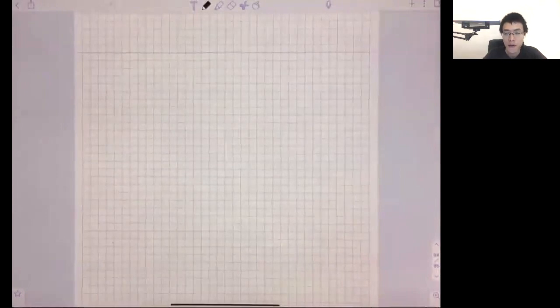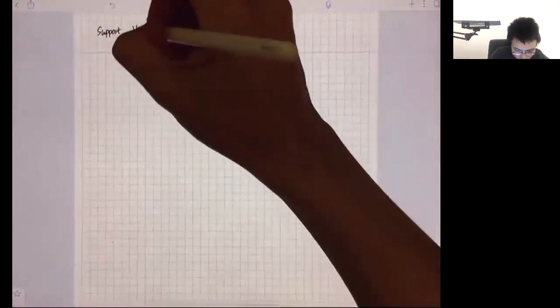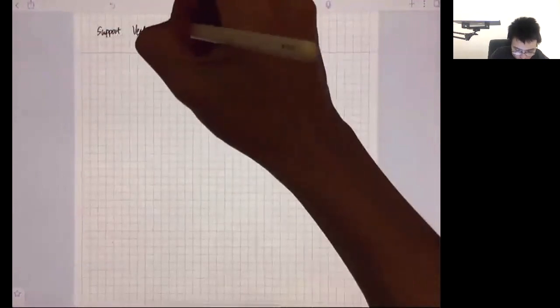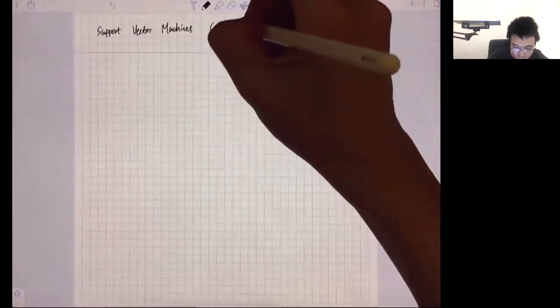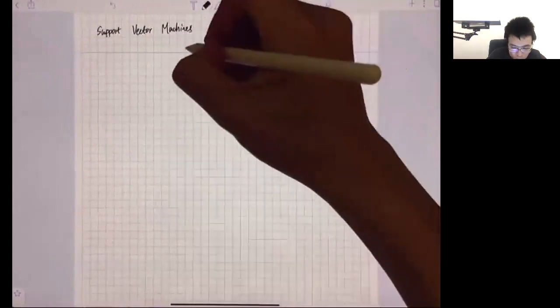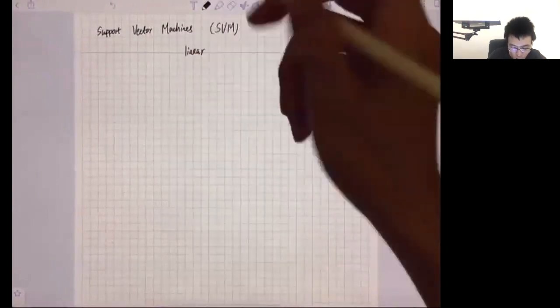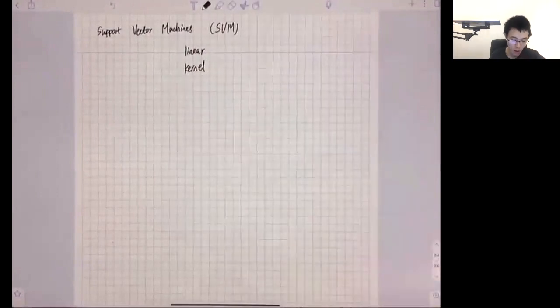Hello, everyone. In this lecture, we're going to talk about support vector machines, or SVM. SVM could be a linear classifier, but it can also be a nonlinear classifier through the kernel trick. It could be either a linear classifier or a nonlinear classifier by the kernels.